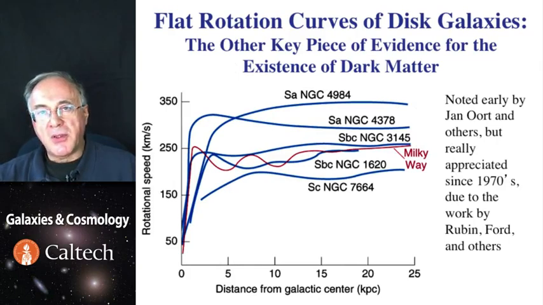The second major piece of evidence for the existence of dark matter are the rotation curves of disk galaxies, spiral galaxies. And they all tend to look more or less the same. There is a rapid rise in the middle, and then the curve becomes more or less flat all the way we can measure it.